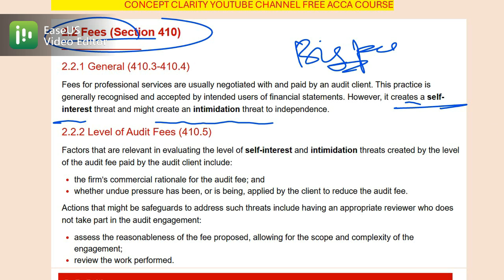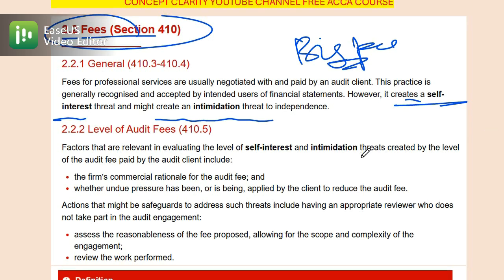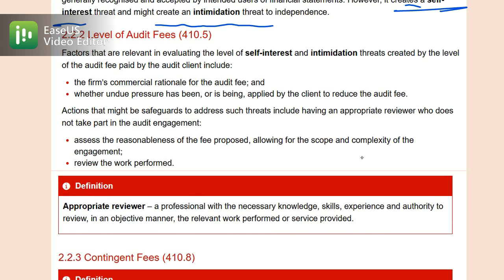Now, how do we deal with this type of situation? Here we have one safeguard, and the safeguard is to bring an appropriate reviewer. Appropriate reviewer means a professional with the necessary knowledge, skills, experience and authority to review, in an objective manner, the relevant work performed or service provided.